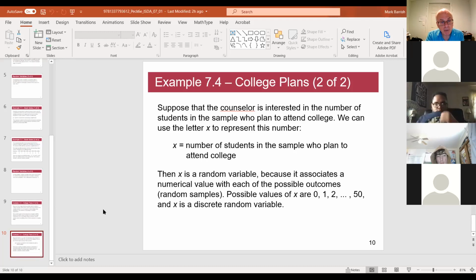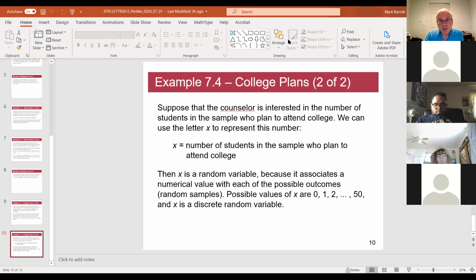Any questions about that? So that's how they come up with the actual values for many of these random variables. Right? It's just logical common sense, basically. If you're asking 50 people, do you plan to attend college? You want to know what are all the possible numbers of those 50 people who say yes. Well, before you actually ask the question, it could run from 0 all the way up to 50.